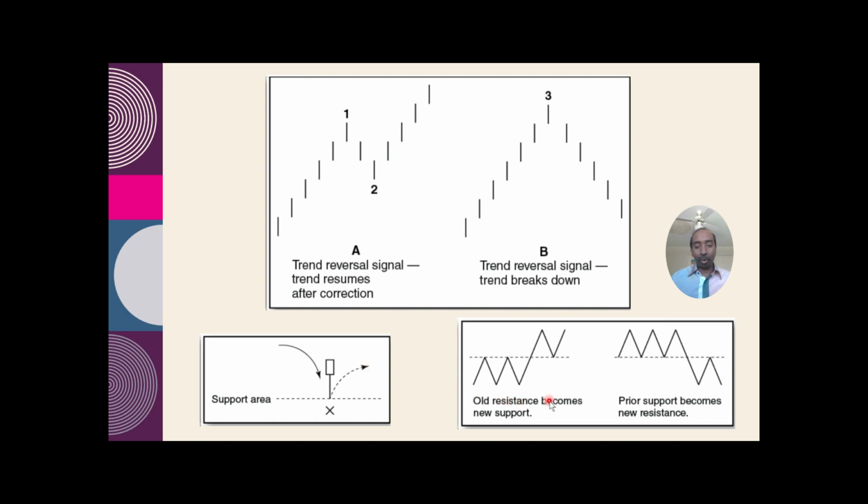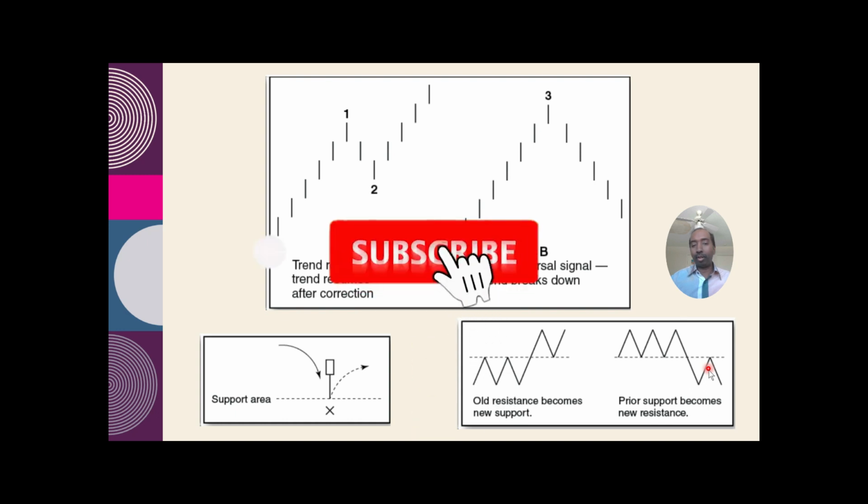Old resistance becomes new support. If the resistance is broken and price moves upwards, now our resistance is support. Prior support becomes new resistance. When the support line is broken and price comes downwards, our support line becomes our resistance line. Okay? Hope you get the point.